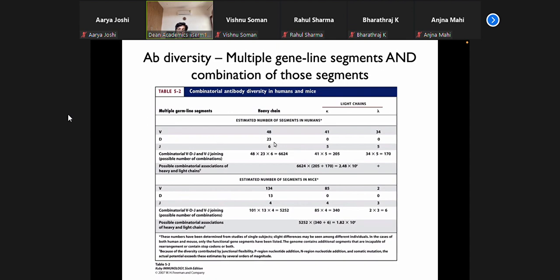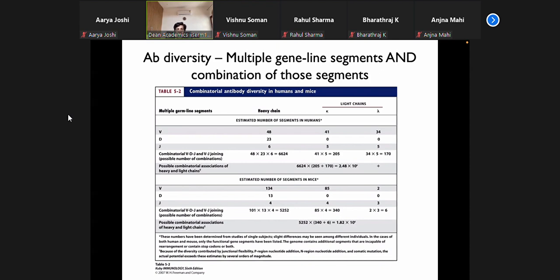So you multiply these VDJ segments. You multiply this one and this one, because in your antibody molecule, you can have either kappa or lambda. So you add up these two numbers and multiply that by whatever number you are getting from the heavy chain. And that is the functional diversity you can achieve just with the number of VDJ segments.